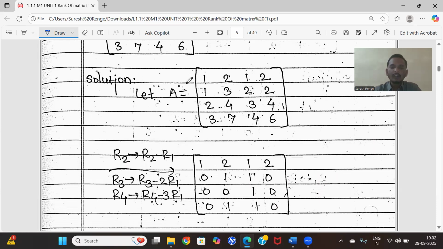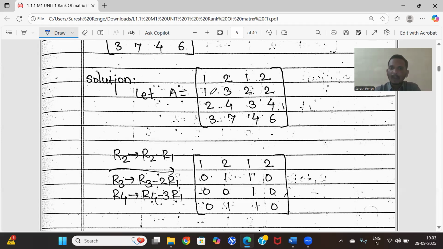Now go to the first row. What is the first non-zero element in row number 1? That is 1. 1 is the first non-zero element available in row number 1. That is called the leading element of row number 1. Whatever elements lie below it, make them equal to 0. This is our first step to convert that matrix into echelon form.